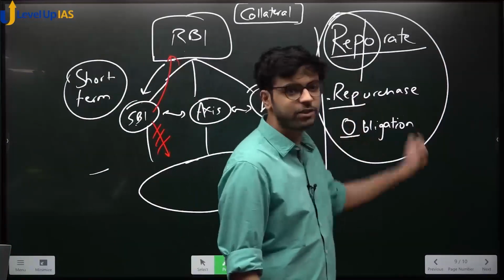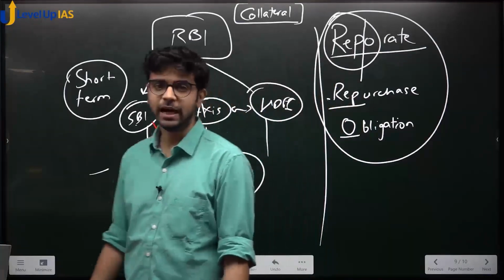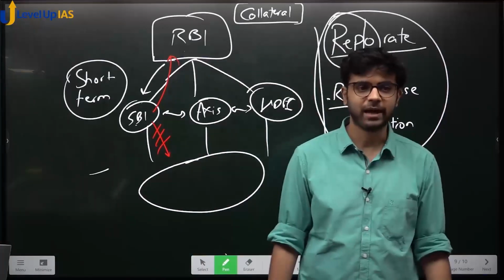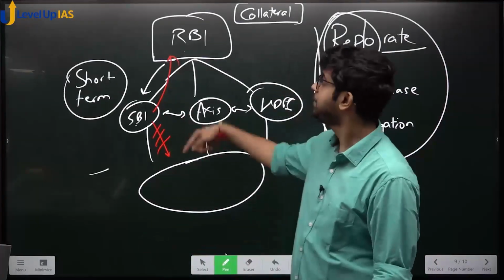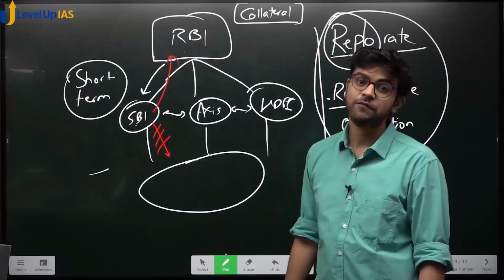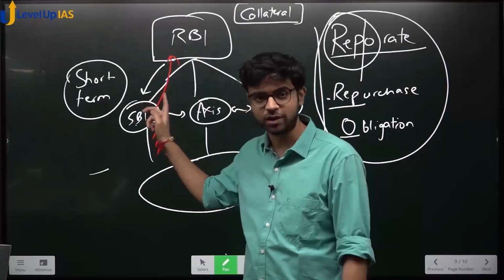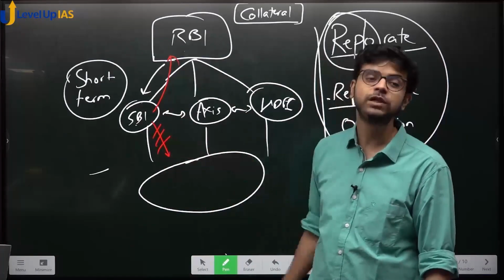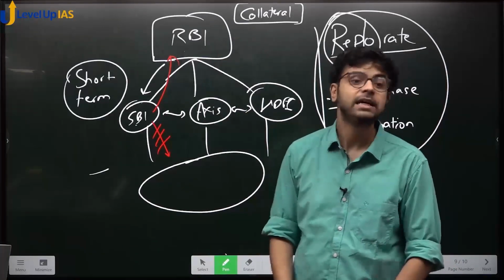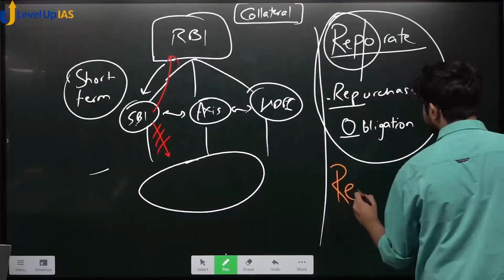In a repo transaction, who is the lender? RBI. Who is the borrower? SBI. Who pays interest to whom? SBI pays interest at the repo rate to RBI. When SBI is keeping its money with RBI, who is the borrower? RBI is the borrower. Who is the lender? SBI is the lender. Who is paying interest to whom? RBI is now paying interest to SBI on deposits. Clear? This interest rate is called the reverse repo rate.